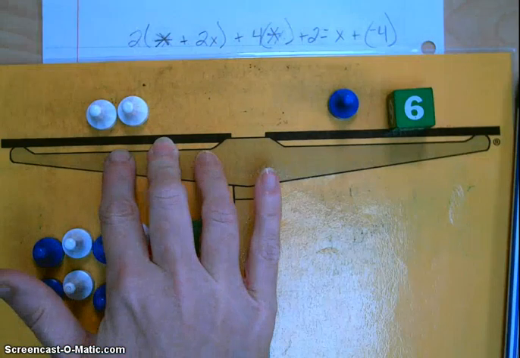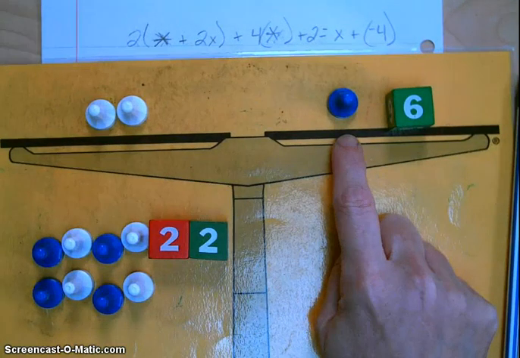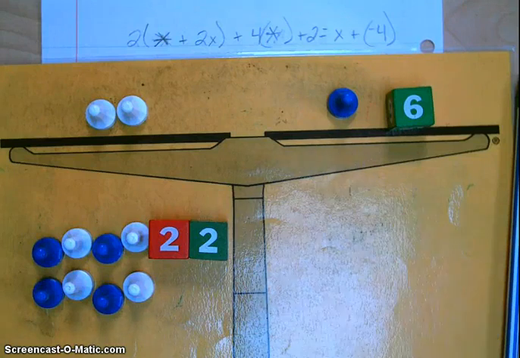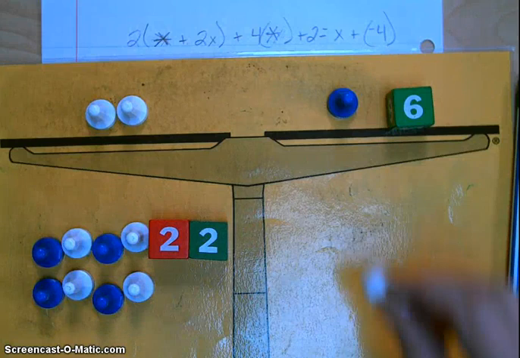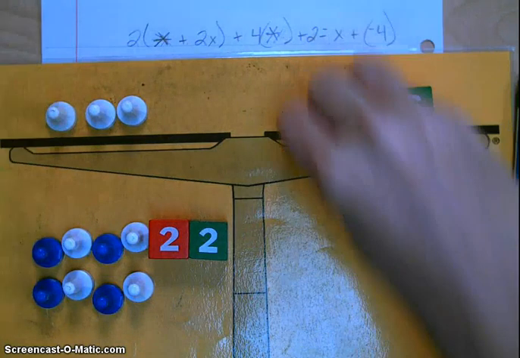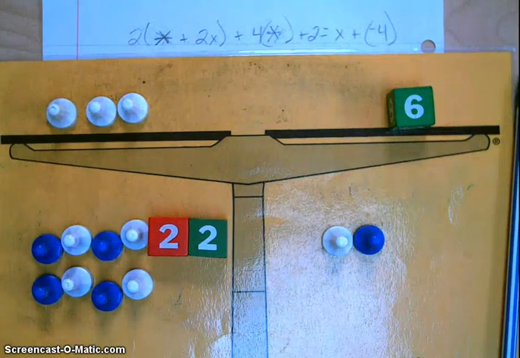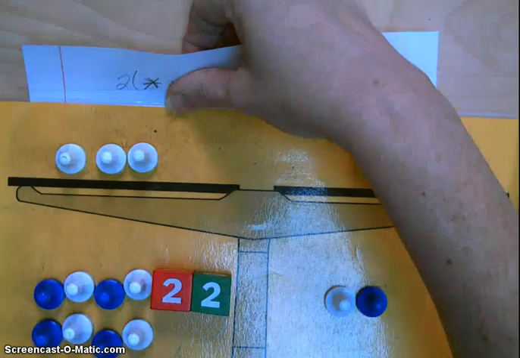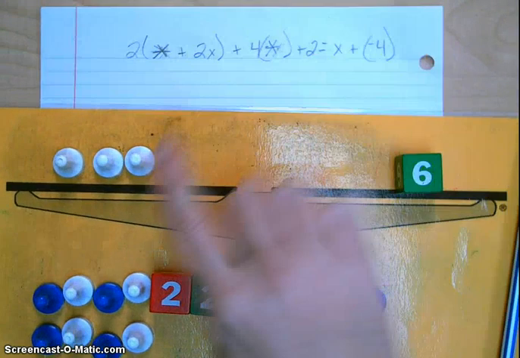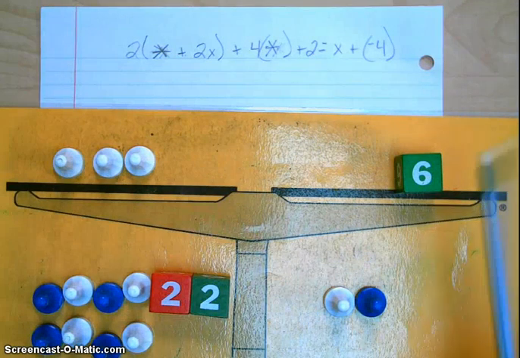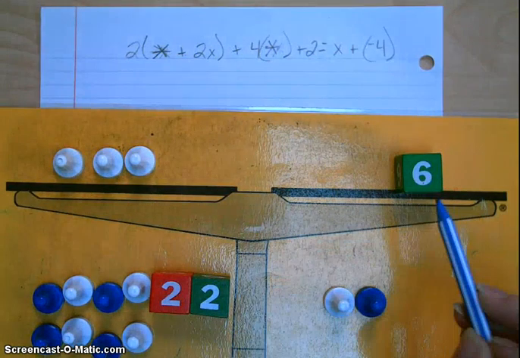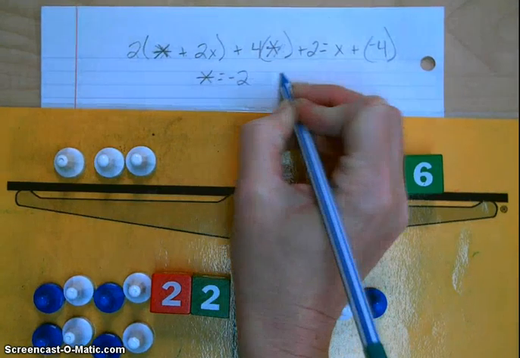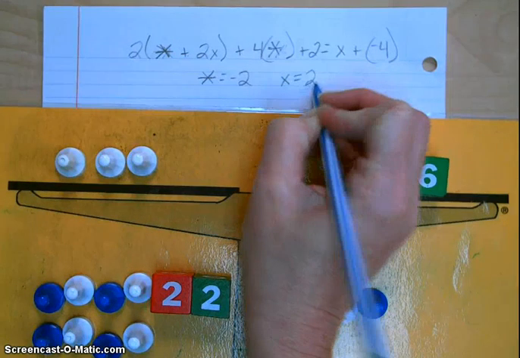Pawns are by themselves. I need to get rid of this blue pawn. And to do that, I'm going to introduce a star to both sides. Now I have a 0. Star is equal to 6. So that means 3 star is equal to -6. So 1 star is equal to -2. So I have star equals -2, which of course means my x is equal to 2.